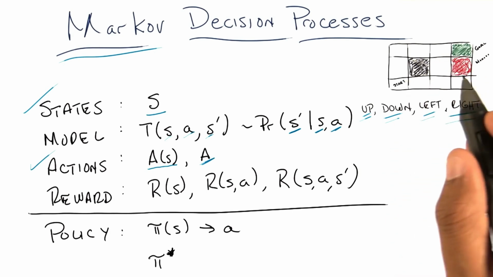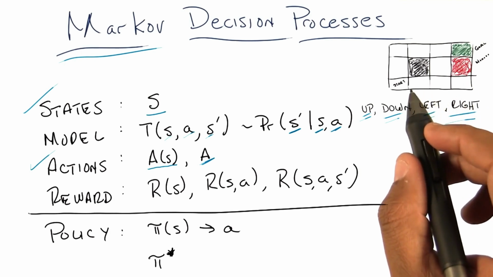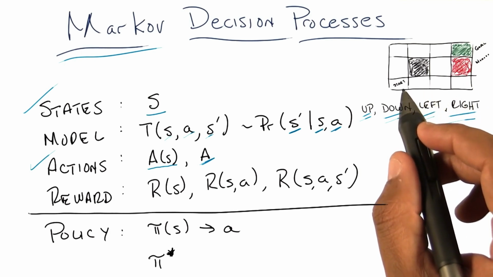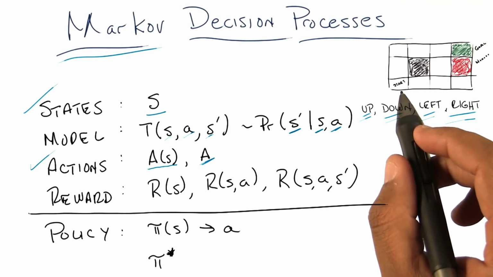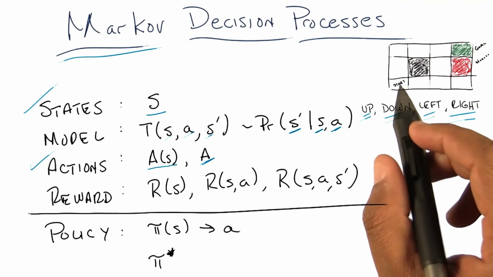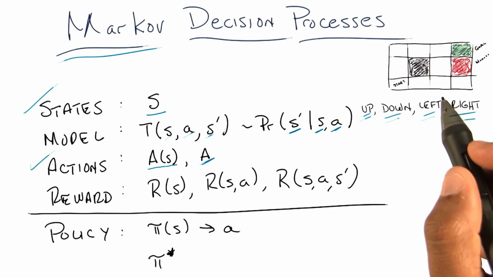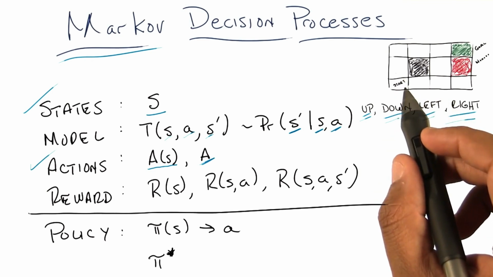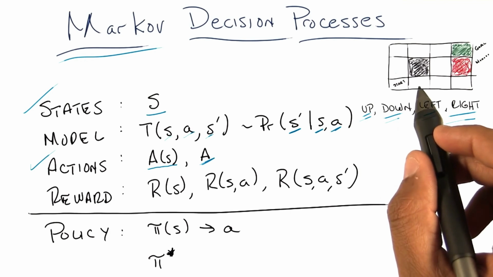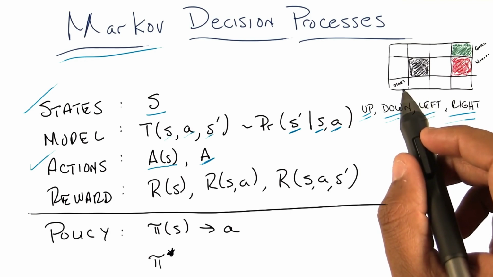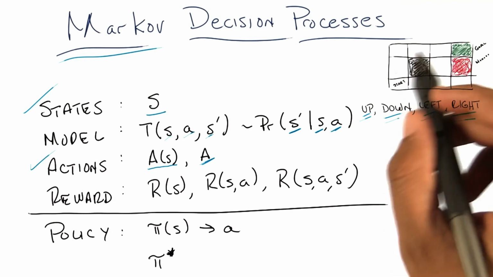Now, what about the case when we were in the non-deterministic world where an action would actually execute faithfully only 80% of the time? If I'm in the start state and I go up, what's the probability that I end up in the state above? That was 0.8. Right. What's the probability I end up in the state to the right? That was 0.1. And what's the probability I end up where I started? That was also 0.1. Right, and 0 everywhere else.